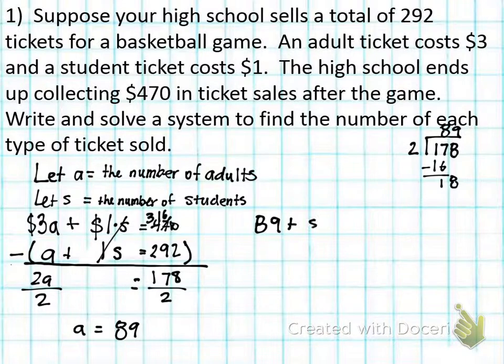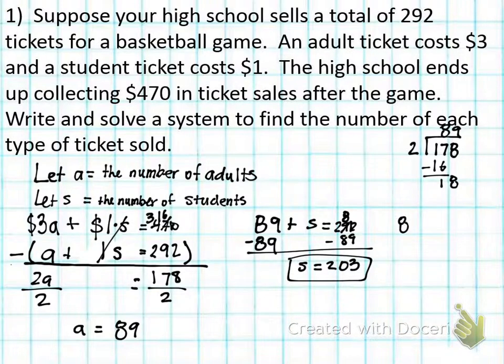So we're plugging it back into equation 2. Adults plus students, 89 plus students is equal to 292. You subtract, there are how many students? 203. So then this is a word problem. Am I going to make an ordered pair? No. We're going to say that there's 89 adults and 203 students. Okay? Does that make sense? Okay, good. So, any questions on this one problem? Because this is the only problem I'm going to show you today. Any questions on this one problem?